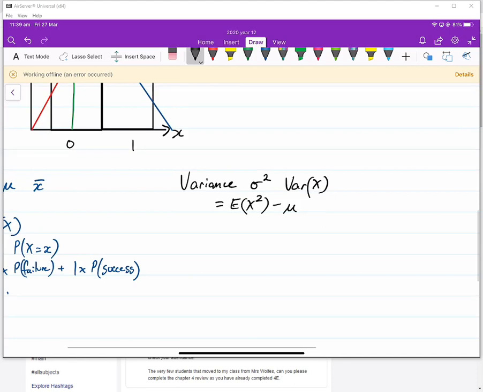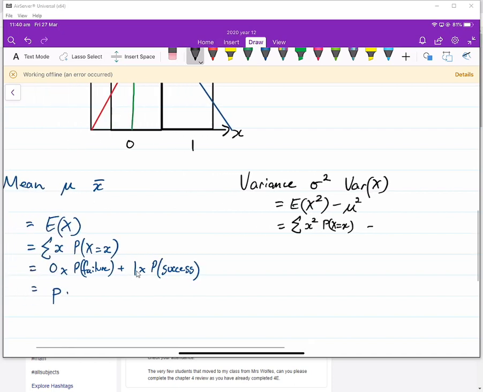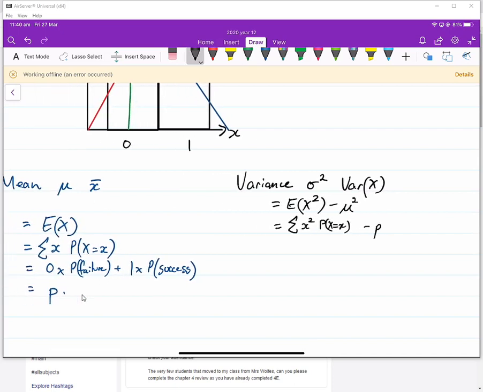Now, this is what we've got, and we've looked at this previously. That is therefore the sum of, that's a terrible capital sigma, doing that one again, the sum of our x squared times the probability that X is equal to x. And then that's minus your mu squared or x bar squared, whatever you want, which is p. So I'm just going to take away p squared instead of writing mu squared, because we know mu is p.